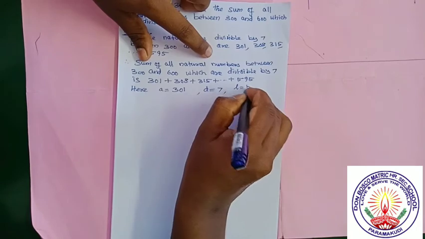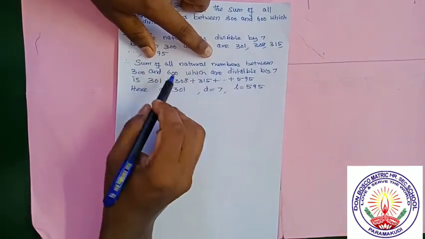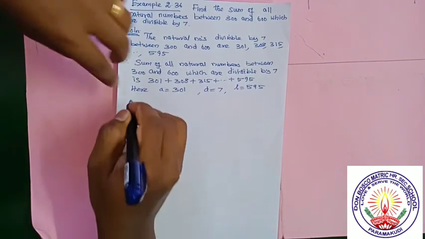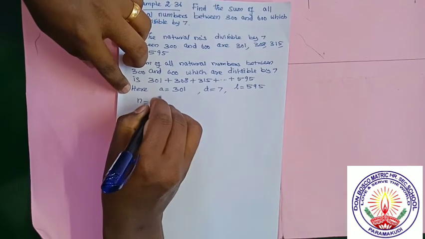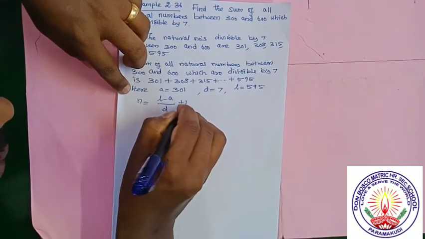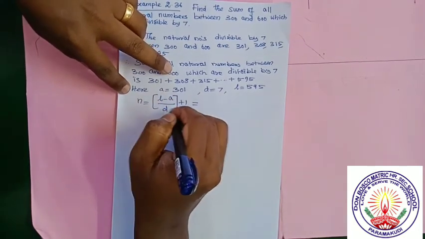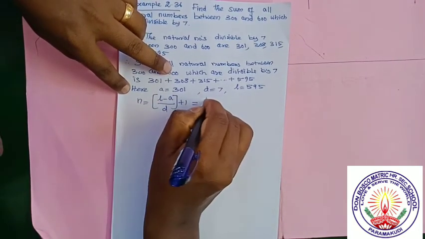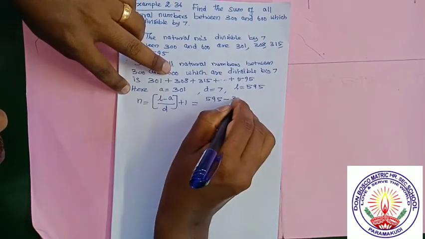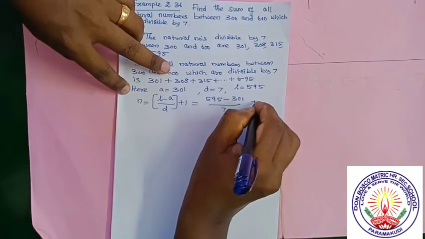Last term is 595. We want the sum of natural numbers. Now, first you should know the number of terms. So here n is equal to the formula (L minus A) by D plus 1. So this is equal to (L minus A) by D plus 1. Now what is L? L is equal to 595. A is equal to 301. D is equal to 7, plus 1.